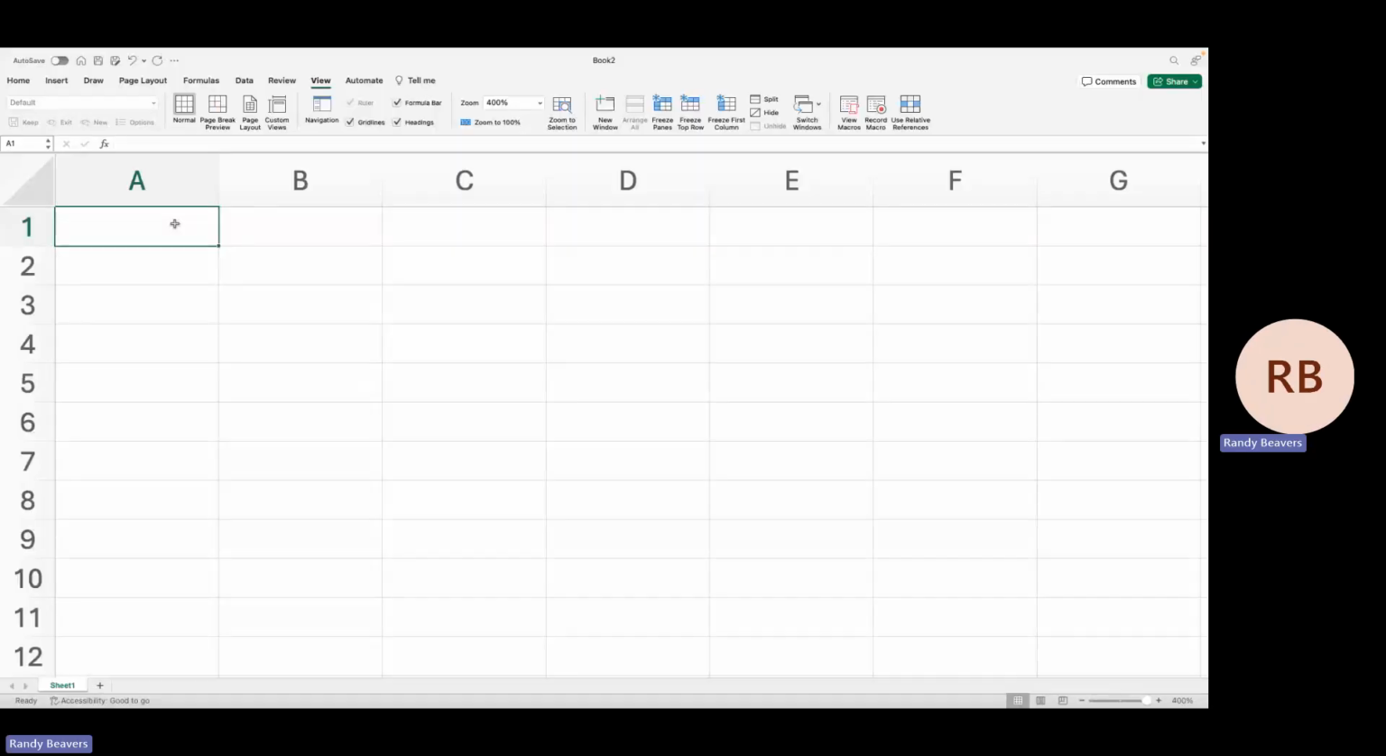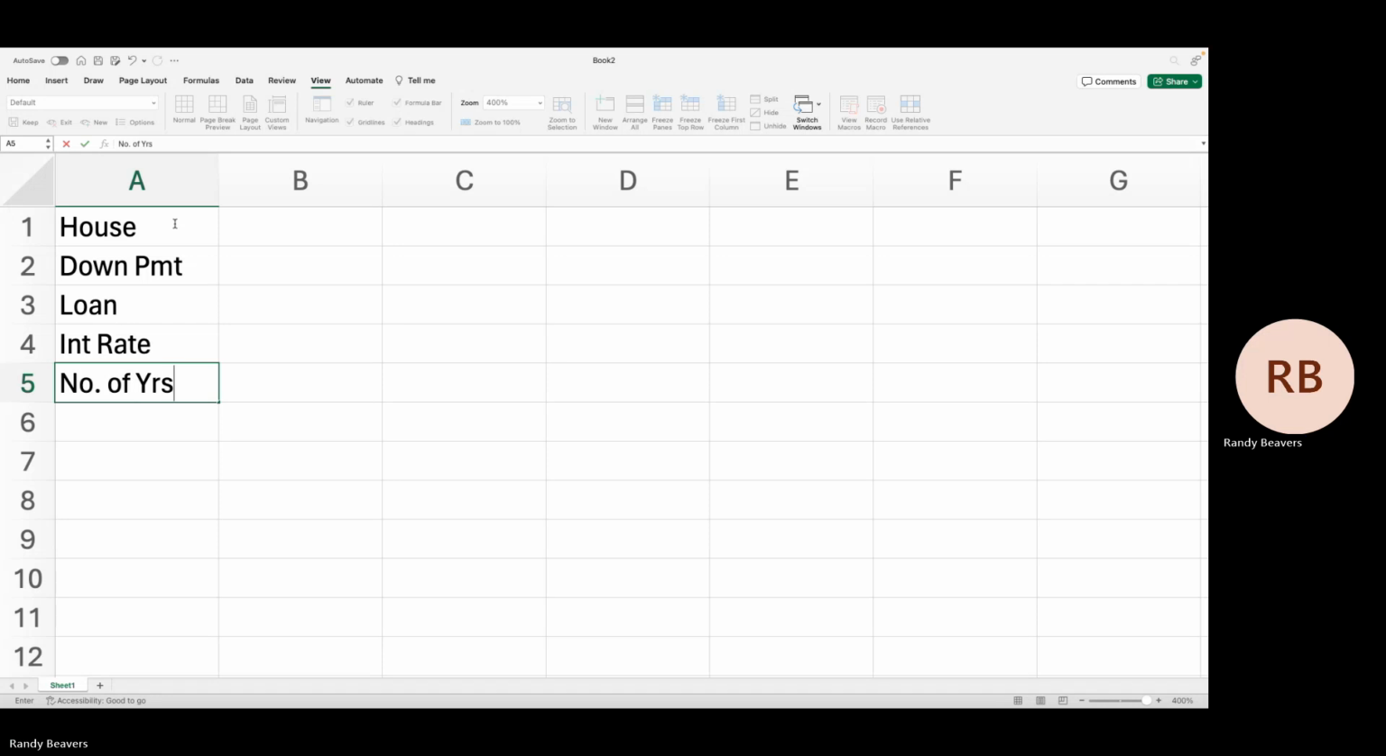In this video, I want to talk about how we can anchor in Excel, as well as look at an example of a home loan. So in this example, let's suppose that we have a house value. We're going to make a down payment. We're going to take out a loan. We're going to have an interest rate. We're going to have a number of years for our particular loan. And then we will assume how often it's periodic.